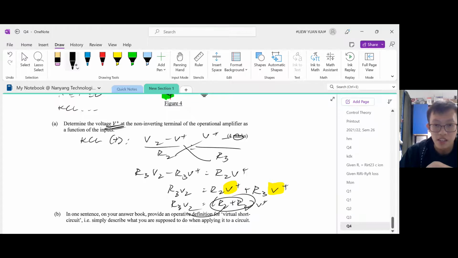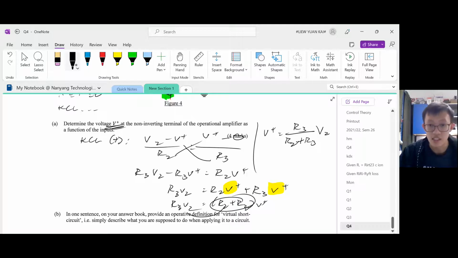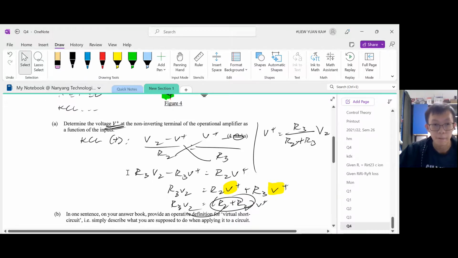Then you move this to the other side. In the end, you should get V plus is equal to R3 over R2 plus R3, multiplied by V2, right? Let me check my answer. Yes, this is the answer.